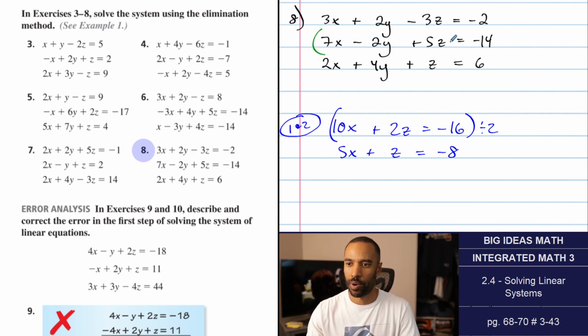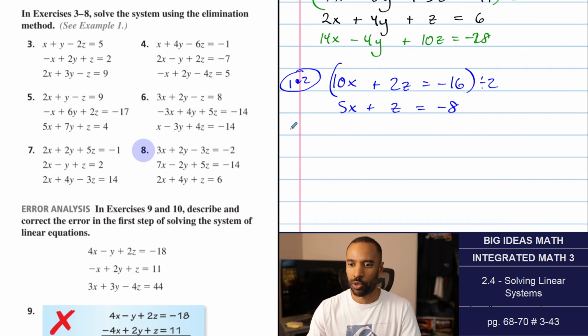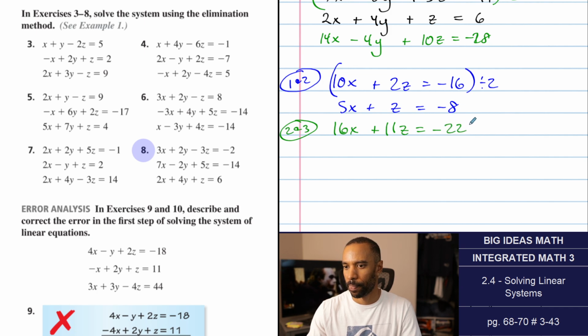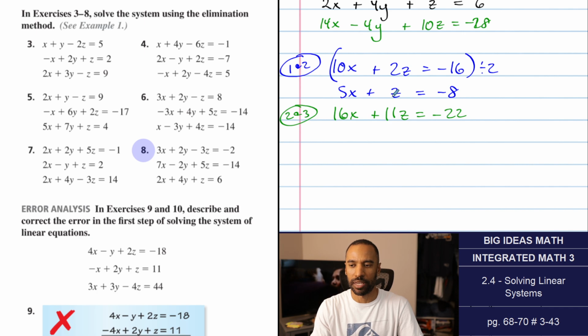So let's take this equation and do times 2, and here we'll have 14x minus 4y, see how those line up, plus 10z equals negative 28. So those ones are equations 2 and 3, a modified 2 and 3. And we'll get 16x plus 11z equals negative 22.